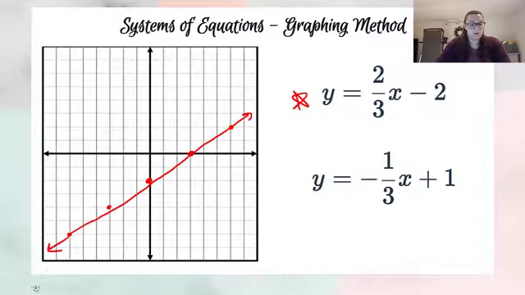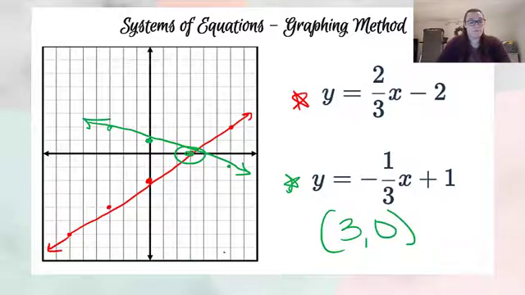My second line is going to start at positive 1. And it says negative 1/3, so down 1, right 3. I already see my cross, but I'm going to finish my line out a little bit further. If you already see where it's going to cross, you can kind of quit there. But they cross right here at 3 to the right, none up, so 3, 0.